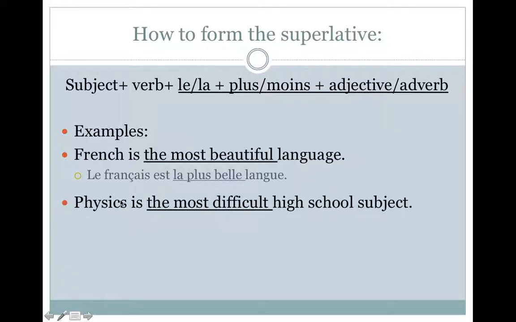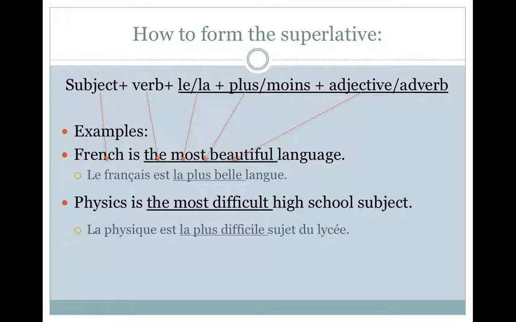So let's try another one. Physics is the most difficult high school subject. That would be la physique est la plus difficile sujet du lycée, subject in high school. So we have la right before it, and then we chose plus, and then we chose our adjective. So we can see everything checks out for both of these examples. We have la before, plus or moins, and then we don't have que. Those are some key differences for the superlative.